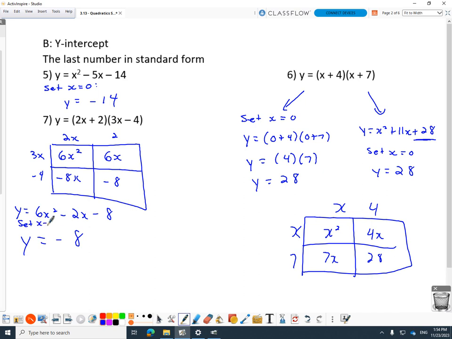Do you mean why didn't I write it there? Or do you mean why are we setting x to 0? Why did you do y equals 2, 0? Oh, yes. Joseph says, can I just sub in x equals 0? And the answer is yes.